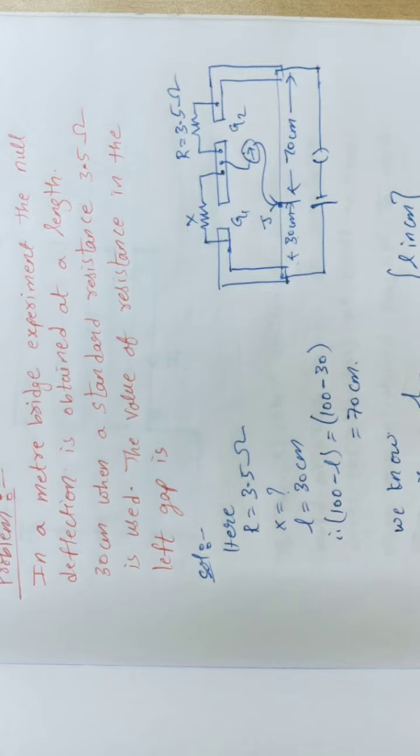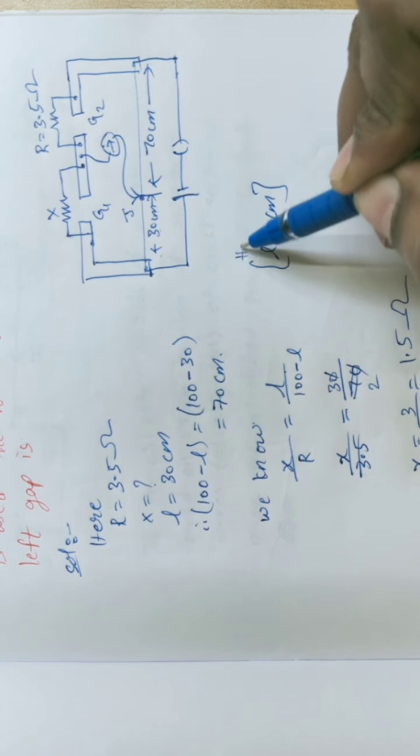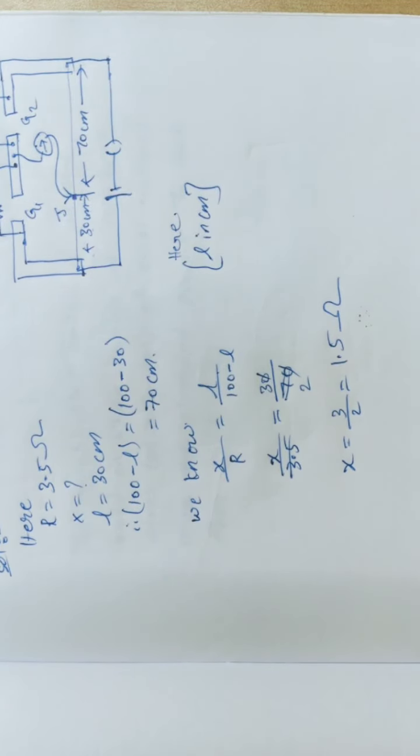So we have the formula X by R is equal to L divided by 100 minus L. Here L is in centimeters. So X by 3.5 is equal to 30 by 70. Here the 0 cancels, and 3.5 and 7, 2 times cancels. Finally the X value we get is 3 by 2. 3 by 2 is nothing but how many ohms, students? That is 1.5 ohm we have found. That is the unknown resistance placed in gap 1.